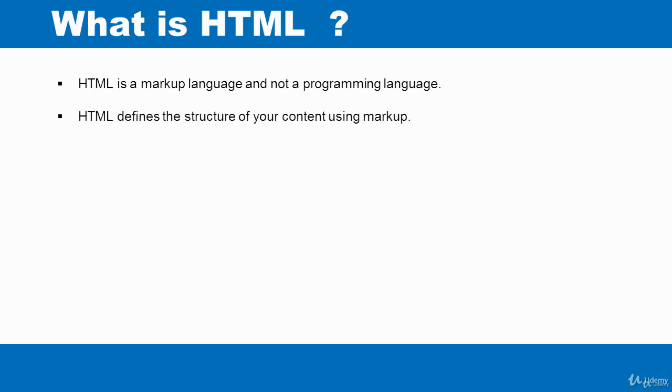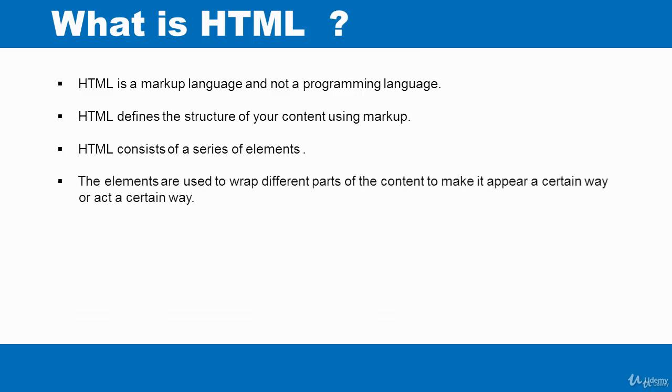HTML consists of a series of elements. An element is basically a part of a web page. The elements are used to wrap different parts of the content to make it appear a certain way or act a certain way. HTML elements are the building blocks of HTML pages.